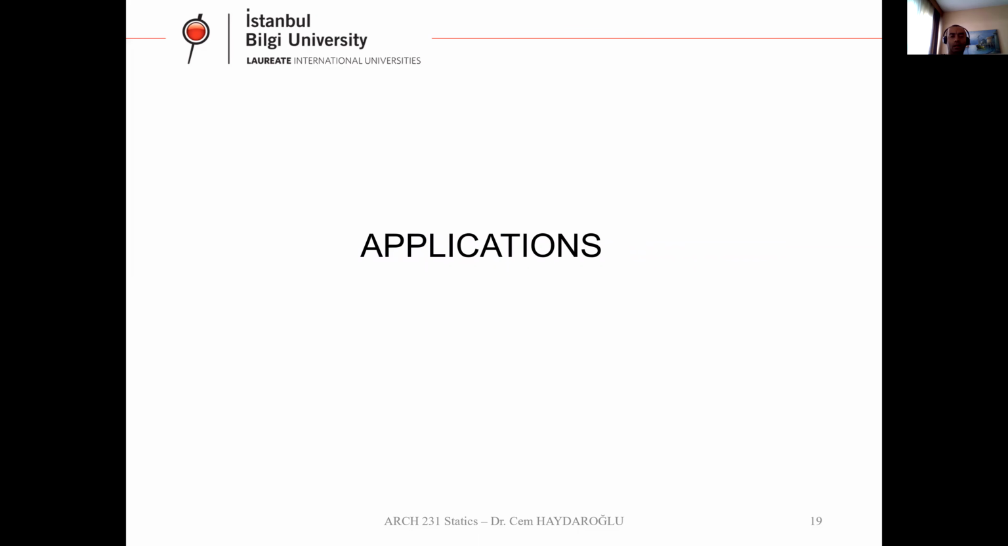Okay. We talked about the load types, support reactions, and simple structural systems so far. I'm gonna do some applications for you to get a better understanding.